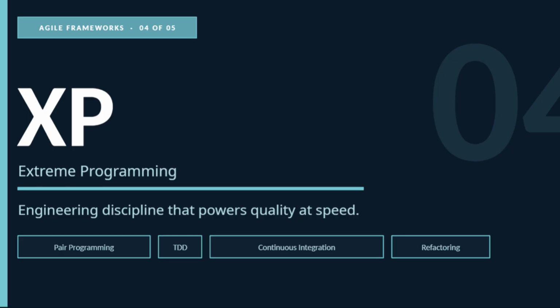Okay. Next, let's see XP and Lean. XP is the Extreme Programming framework, and then the Lean framework. They are also worth knowing. XP is Agile for software engineers. It emphasizes technical excellence, pair programming, test driven development, and continuous integration. It is best for engineering heavy teams that want to build very high quality code and fast.